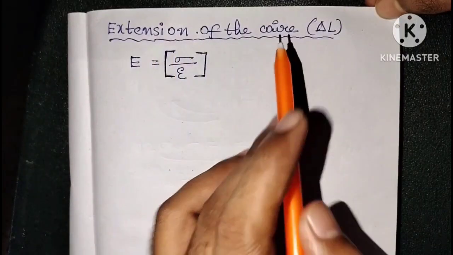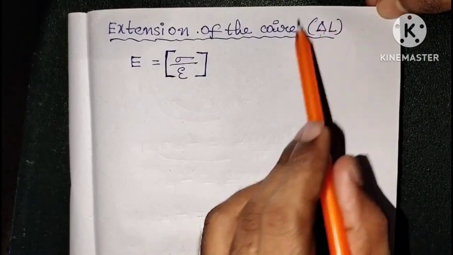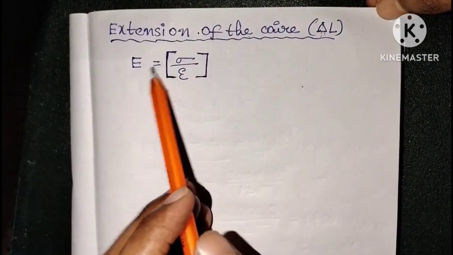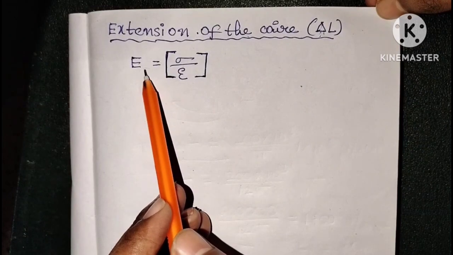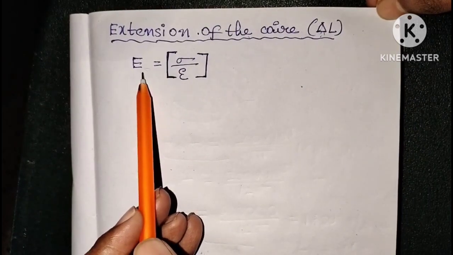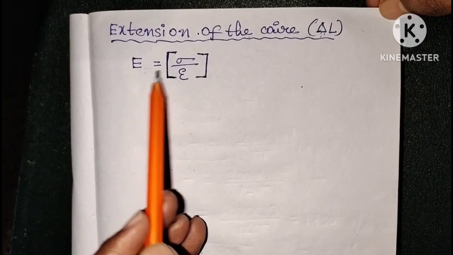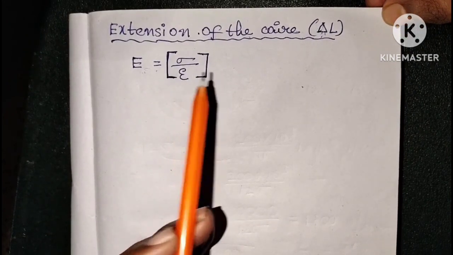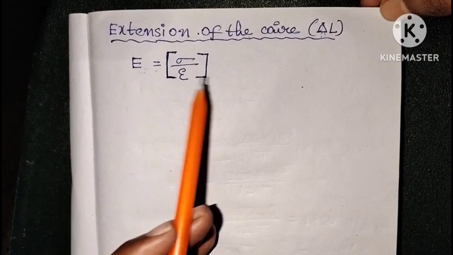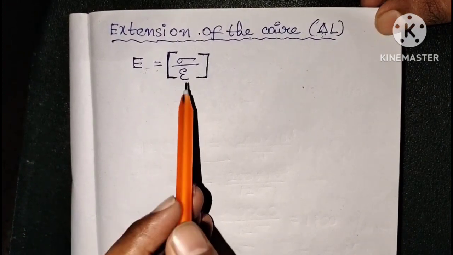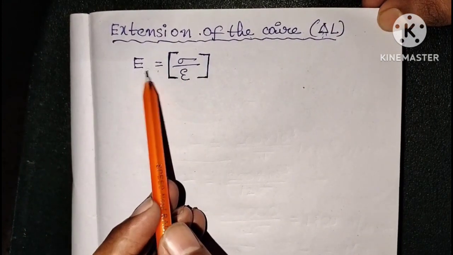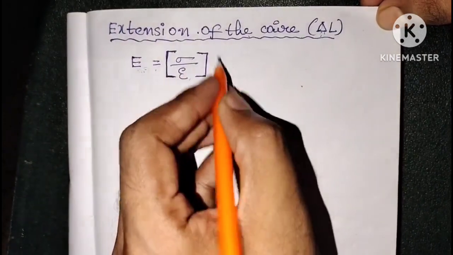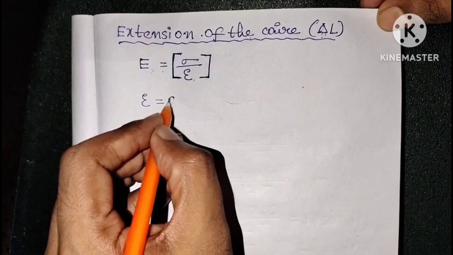So next we need extension of the wire, so nothing but change in length. So extension of the wire ante ikkada change in length find out cheyali. Whenever a rod or bar or wire is subjected to axial load, then there will be a change in length of the wire or rod or bar. Okay? So here we know that Young's modulus is equal to stress by strain, and here epsilon is equal to strain.